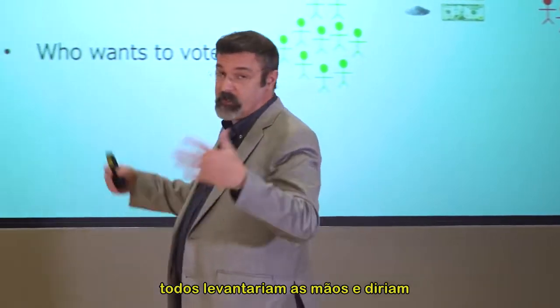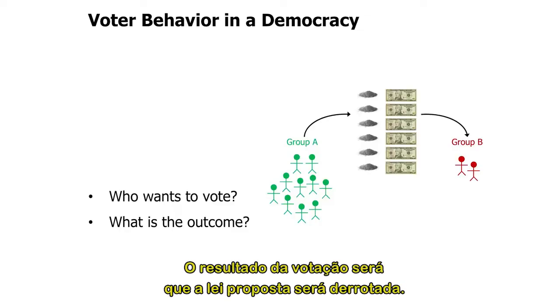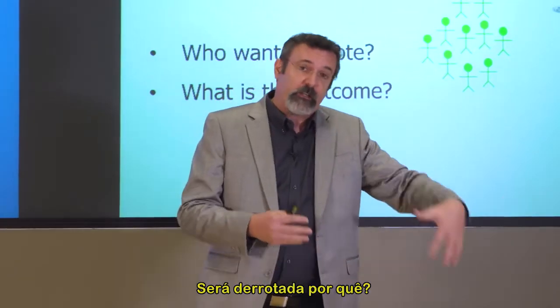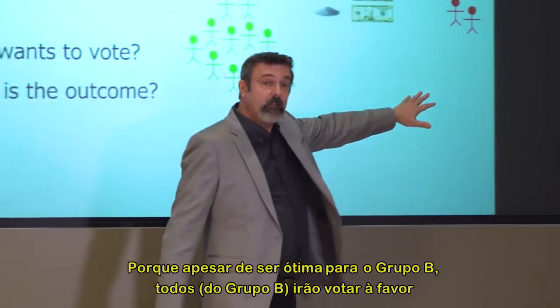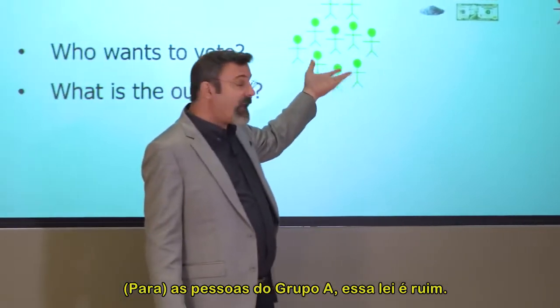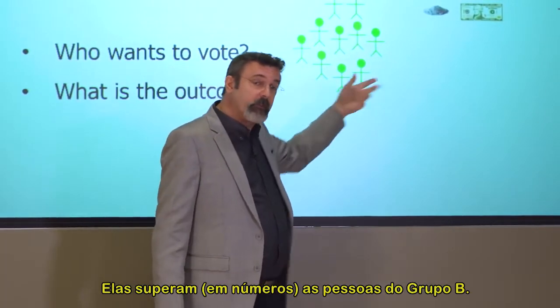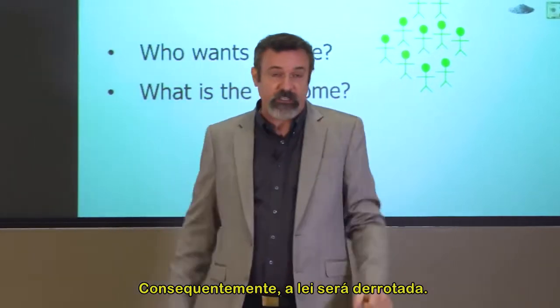All of them will raise their hands and say, yes, we would like to vote. And what's the outcome of the vote? Well, the outcome of the vote is the proposed law will be defeated. It will be defeated. Why? Because although it's great for the people in Group B, they'll all vote for it, there are a small number of people, the people in Group A, this law is bad for them. They outnumber the people in Group B. They're going to vote against it. And so consequently, the law will be defeated.